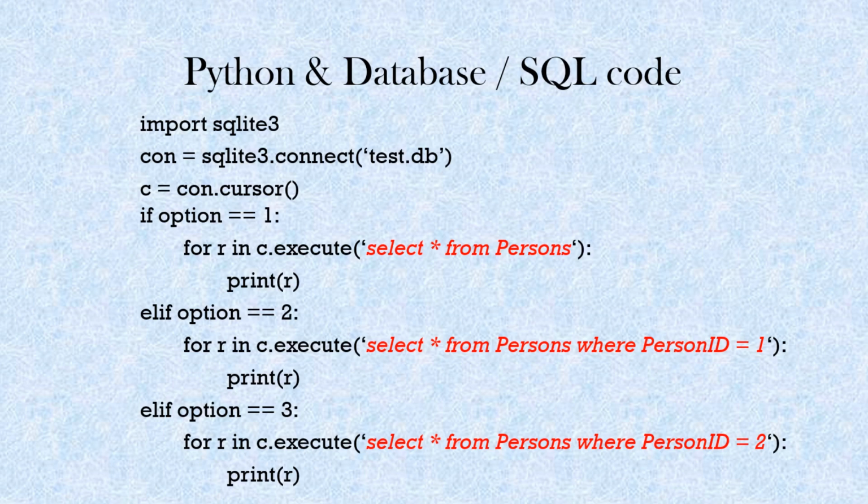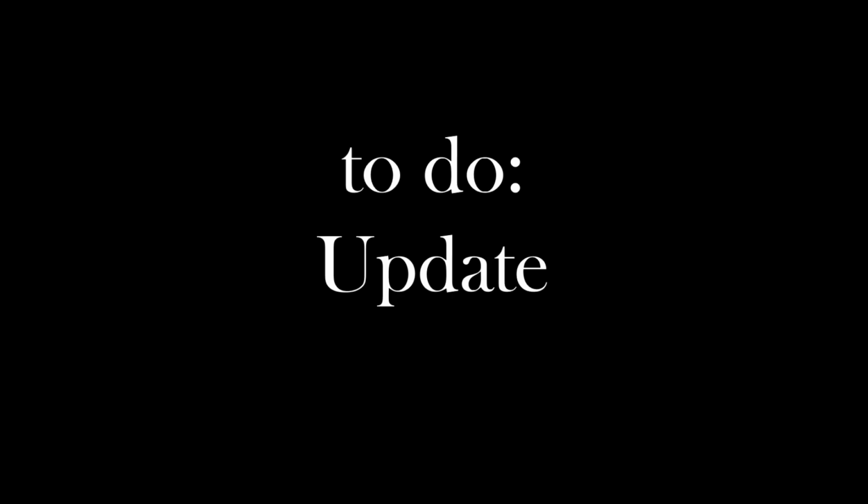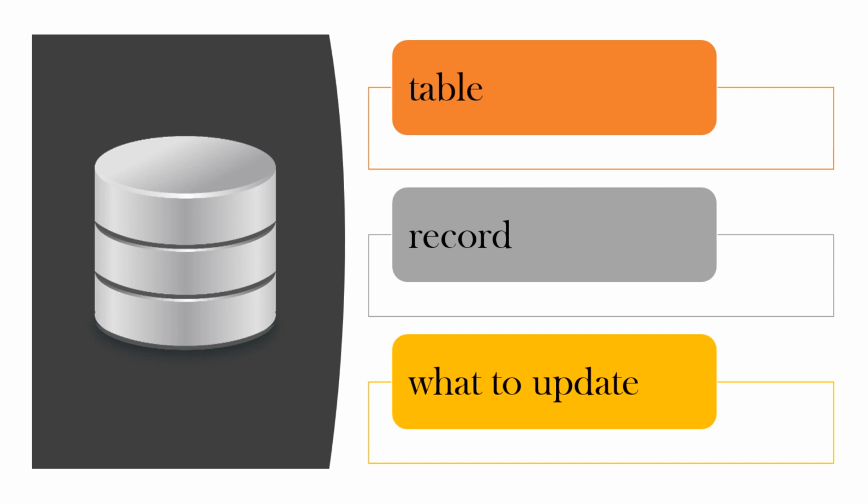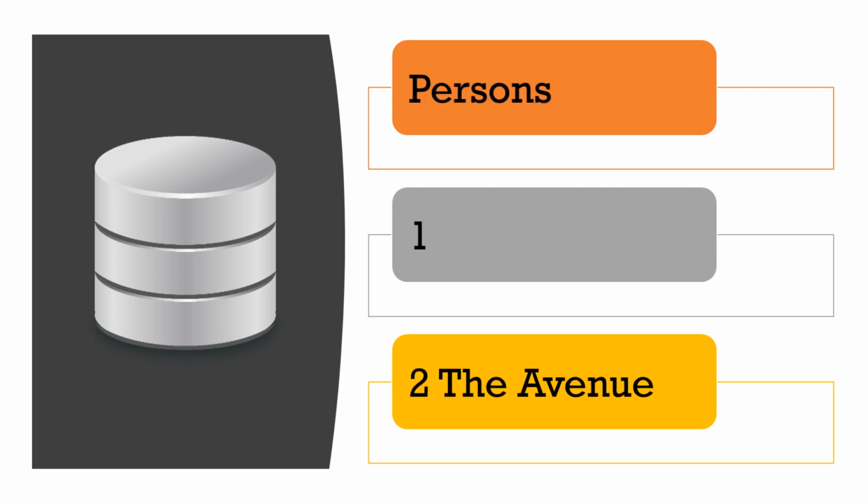So how to do an update? Here we need to know which table, we need to know which record, and we need to know what needs to be updated. So for example, we could have the persons table with the ID number 1, that's the record, and we want to change the address to the avenue. It's quite straightforward. So let's think, how can we do this?